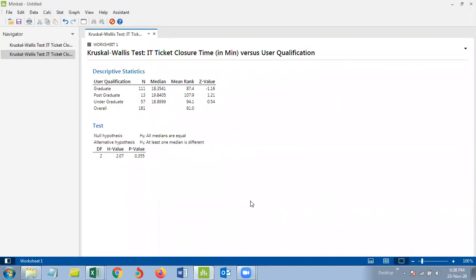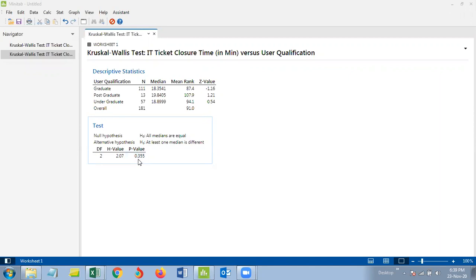Now, can you help me understand, is there a relation or not? Is it null or alternate? Any answers here? Is there a relation? The p-value is 0.355. Okay, so this is null. Why? Because null or alternate is decided by whether it's less than 0.05. Here the p-value is bigger than 0.05.